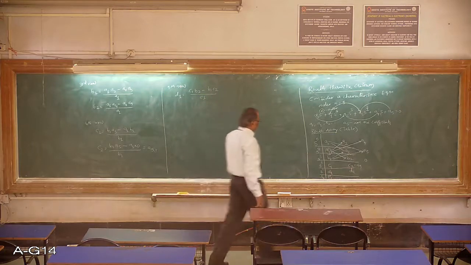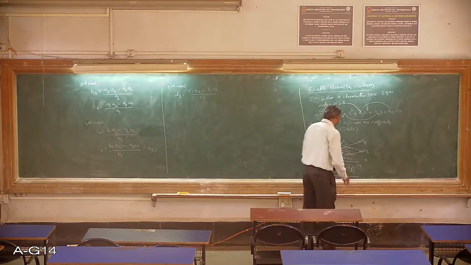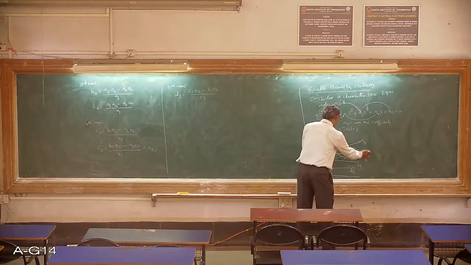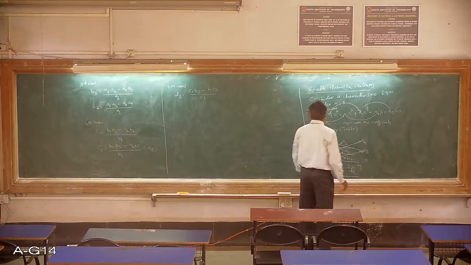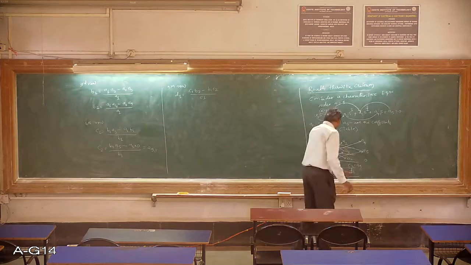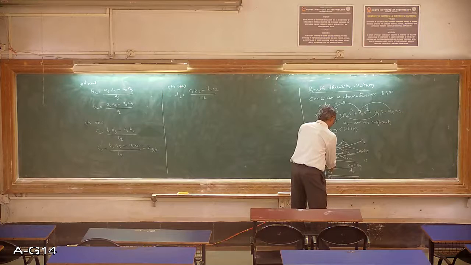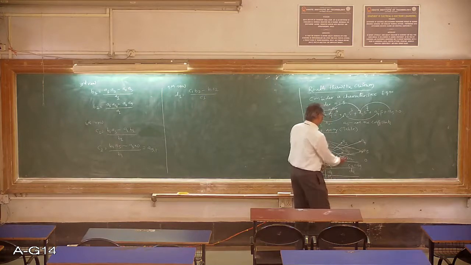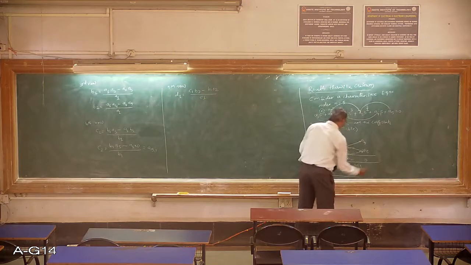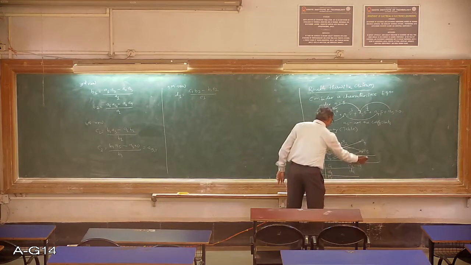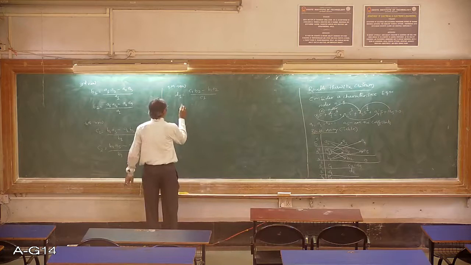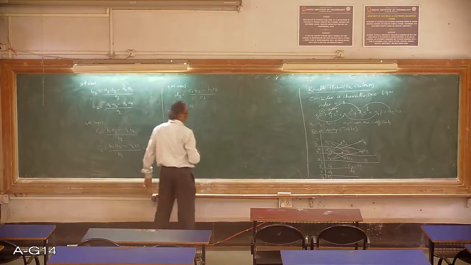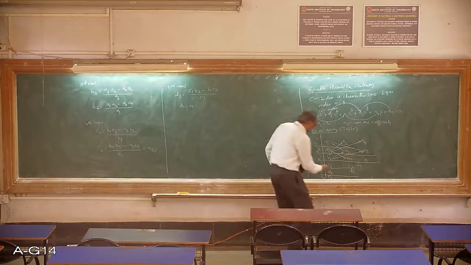Now D2 will be this into this, so D2 will be equal to this into 0, this into 0. D2 will be equal to 0 only. So only D1 will exist.